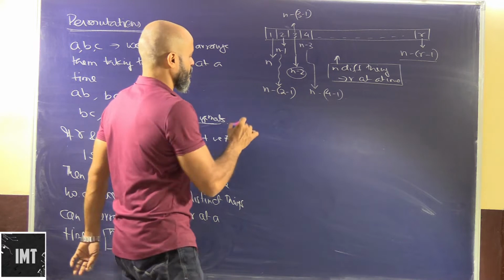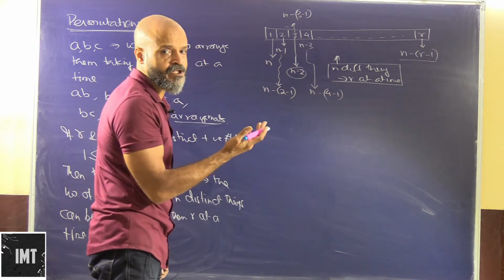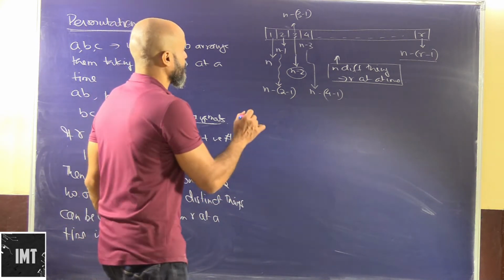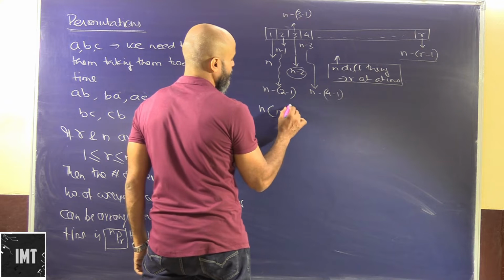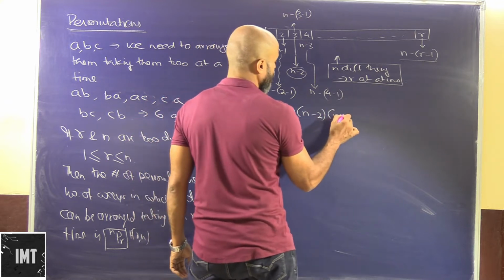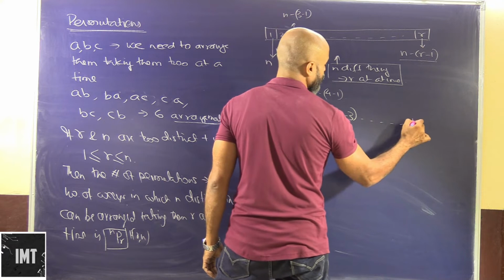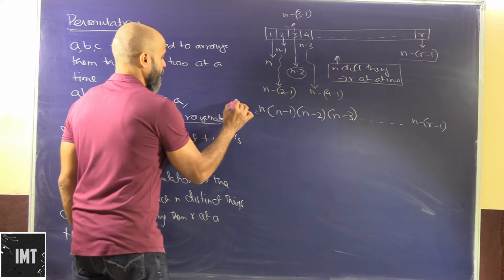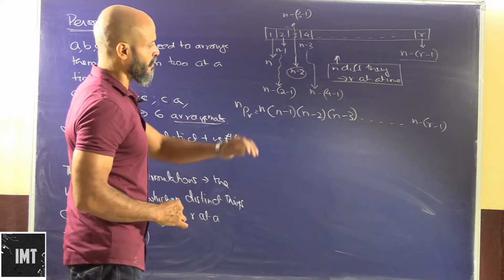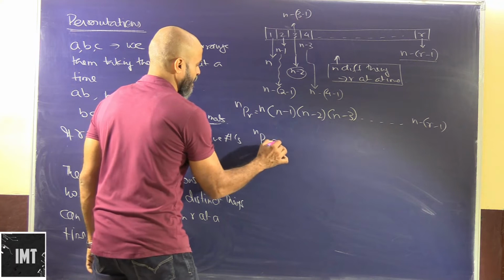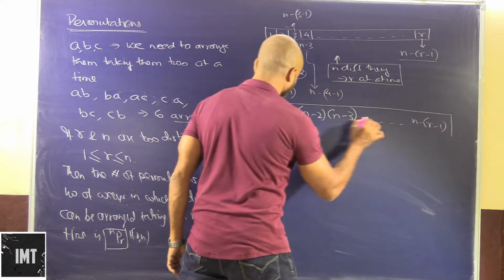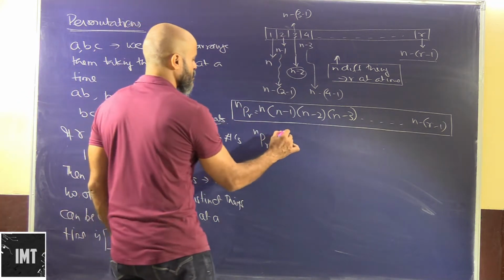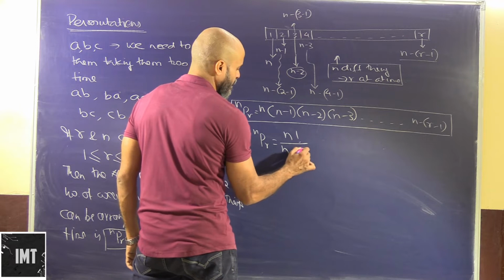So the total number of combinations possible, or the total number of arrangements that will be possible, since these are all independent events, we will have n into n minus 1 into n minus 2 into n minus 3, and so on and so forth till n minus r minus 1. Okay, and this is written as NPR. So this will be the basic formula of n number of things arranged R at a time. Now NPR can also be written as factorial n upon factorial n minus r.